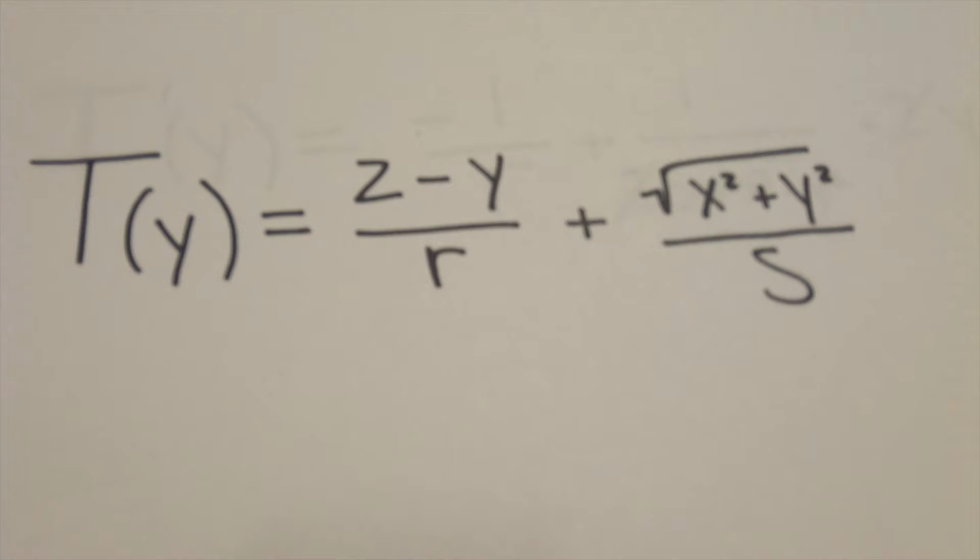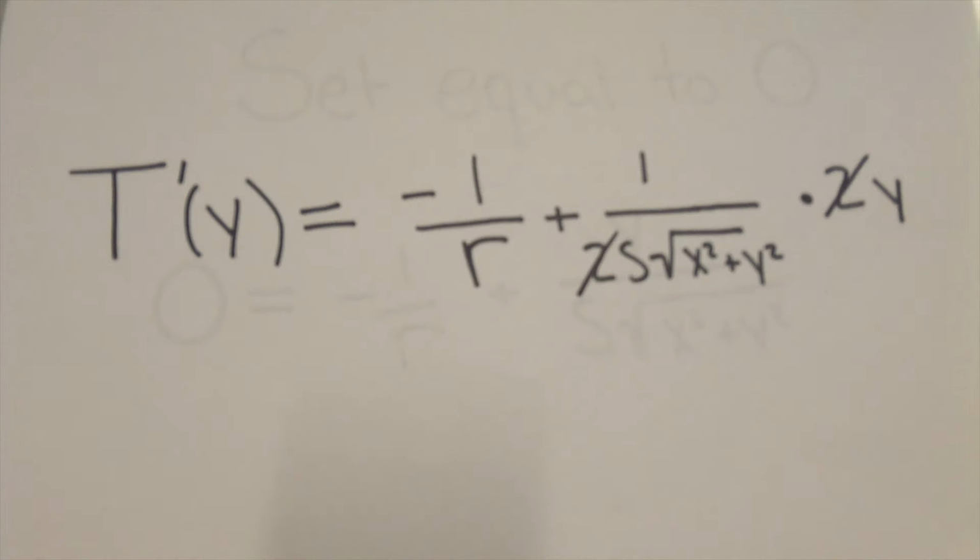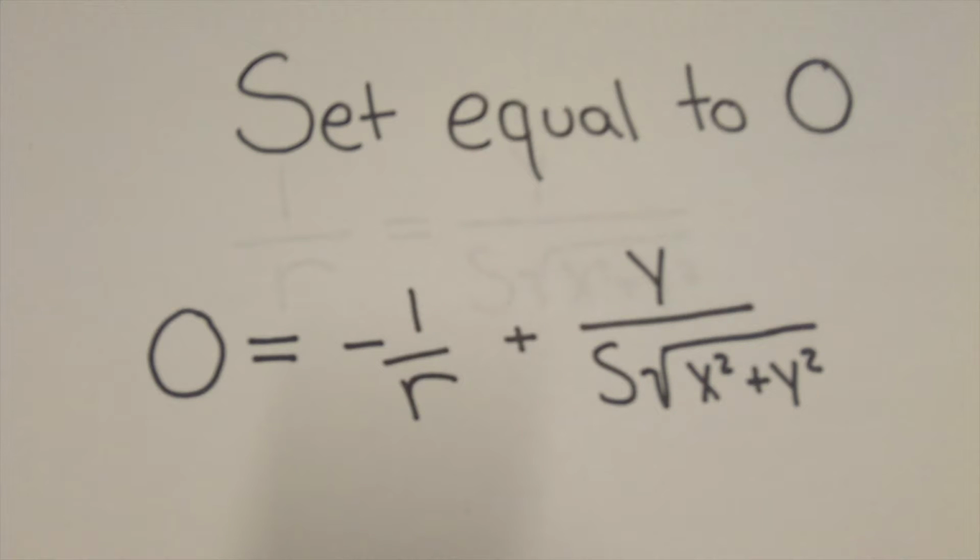We know that distance equals rate times time, which can be written as time equals distance over rate. Here, we can then say the total time taken will be the distance running, z minus y, as shown from the distances in the previous diagram, divided by the rate of running r, plus the distance swimming, which is the square root of x squared plus y squared, which we got from the Pythagorean theorem, divided by the rate of swimming s. Then, in order to optimize, we will take the first derivative and set the equation equal to 0.